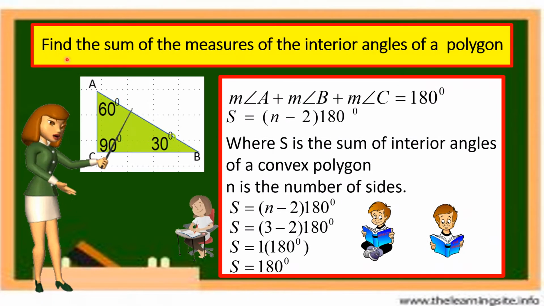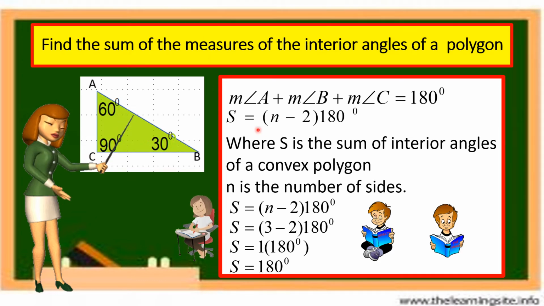We need to find the sum of the measures of the interior angles of a polygon. The polygon is a triangle, so the measure of angle A equals 60. The measure of angle B equals 30, and the measure of angle C equals 90. 60 plus 30 plus 90 is 180 degrees.